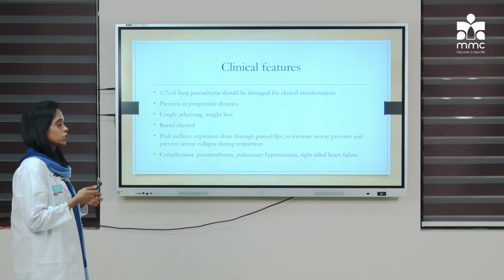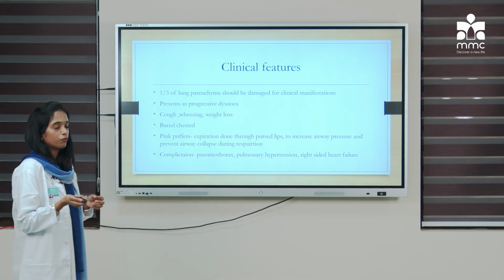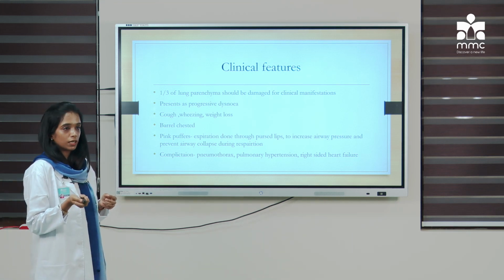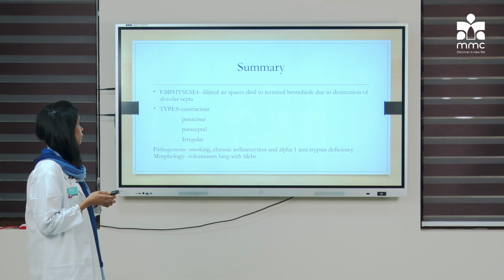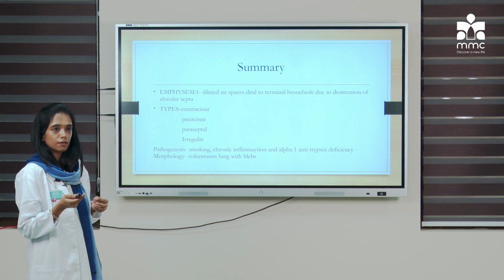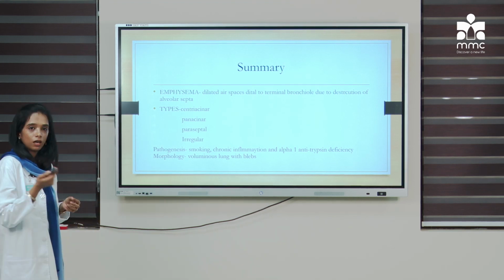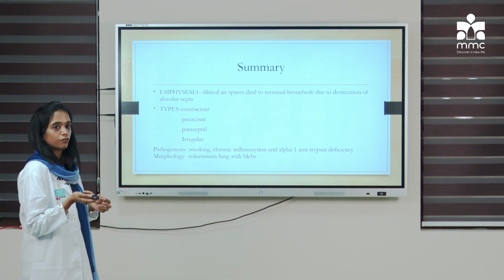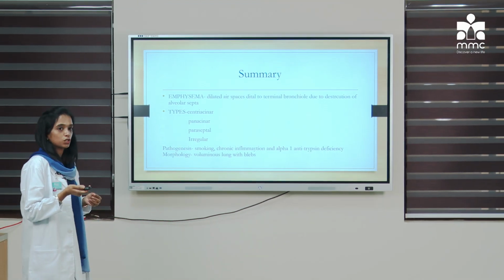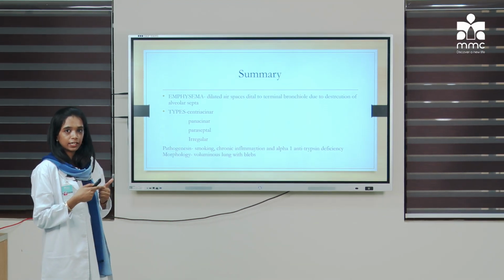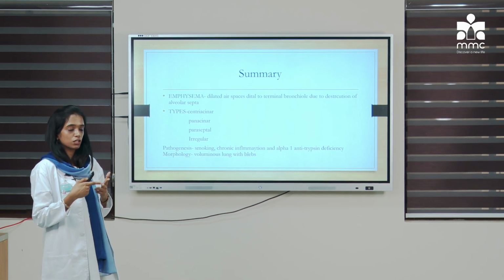The complications which can occur as part of emphysema are pneumothorax, pulmonary hypertension and right heart failure. Finally, the summary. What is emphysema? It is an irreversible dilatation of air spaces distal to the terminal bronchiole, and there is also destruction. So remember the 3 Ds: dilatation which is distal, as well as destruction.